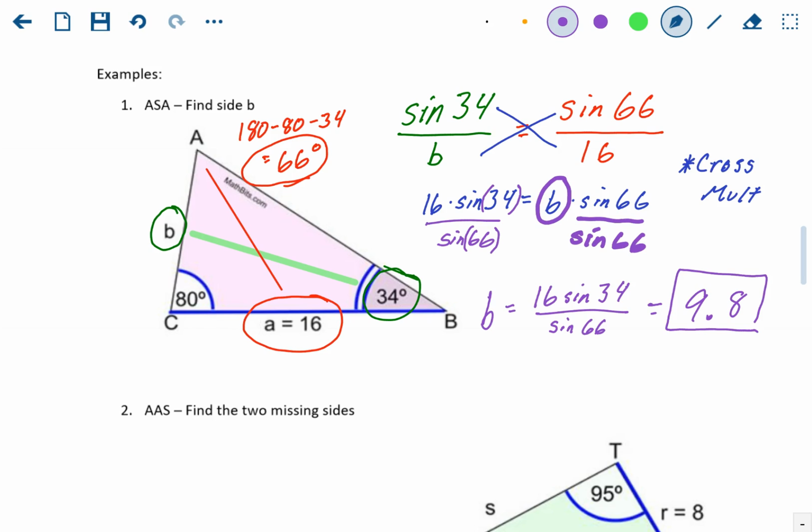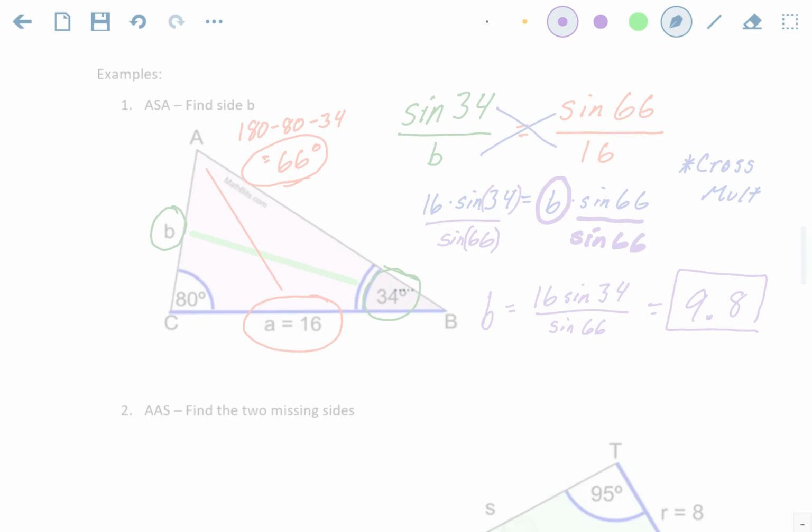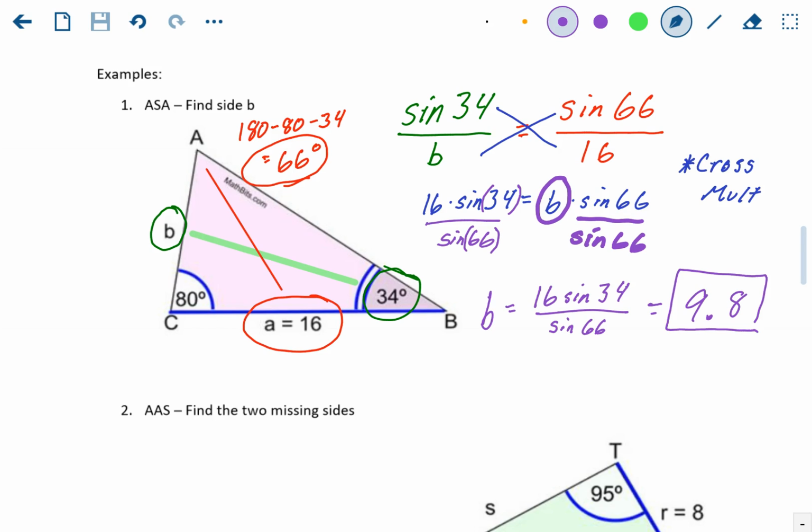Now again, the thing to remember from geometry, the side across from the smallest angle is always going to be the smallest side. The side across from the biggest angle is always going to be the longest side. So 34 degrees was angle B, and side B was 9.8. Well, 34 degrees is less than 66, so we knew that our side length was going to be less than 16. So again, just take an extra second and make sure your answer makes sense.